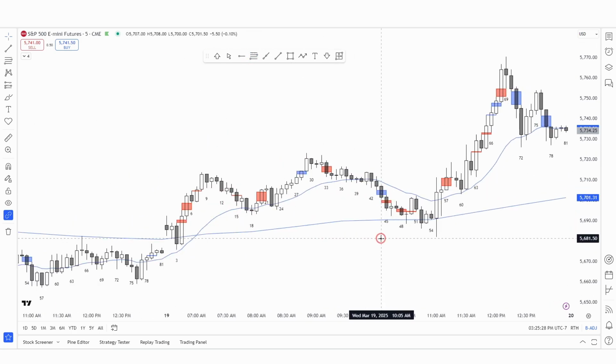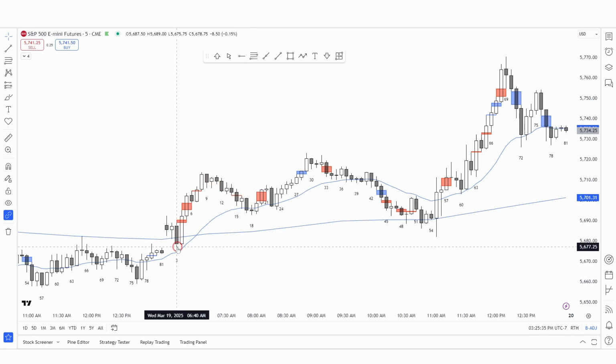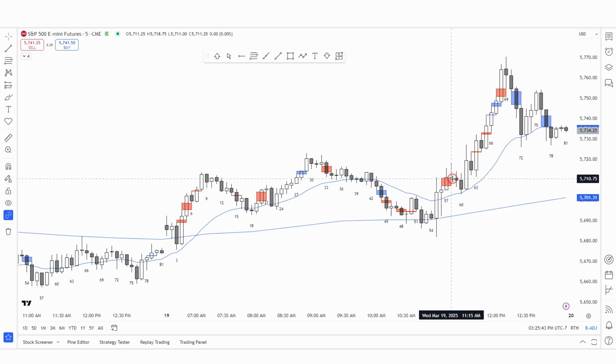So in trend, the gaps stay open. In trading range, gaps get closed. Here we have some gaps open, and they get closed right here. The gap between 2, 3, and 4 stays open until later in the day, when it gets tested and bars start to close below it. Bulls start to break out.